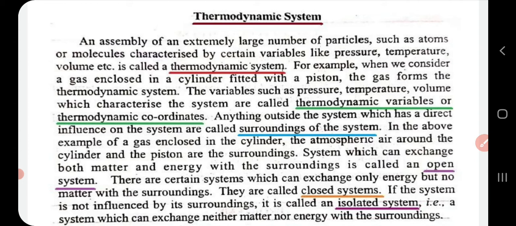And now the variables such as temperature, pressure, volume, which characterize the system, are called thermodynamic variables or thermodynamic coordinates. Now anything outside the system which has a direct influence on the system is called surroundings of the system. So in the above case, we have studied an example of a gas enclosed in a cylinder, right? In that case, the atmospheric air surrounding the cylinder and the piston forms the surroundings. Okay, so we have studied the definitions for the thermodynamic system, surroundings, and thermodynamic variables, and examples also.